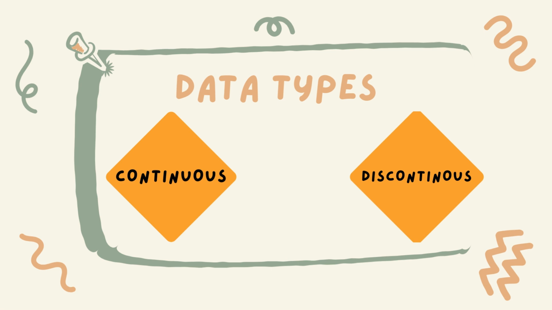Discontinuous bar graphs, these are used when the data is discrete, meaning it represents separate categories. For example, if we compare the number of students in different departments, science, arts, commerce, then the bars have gaps between them to show that the categories are separate.